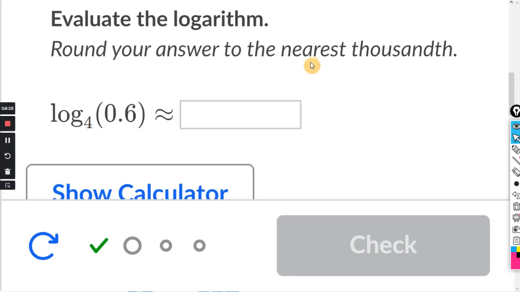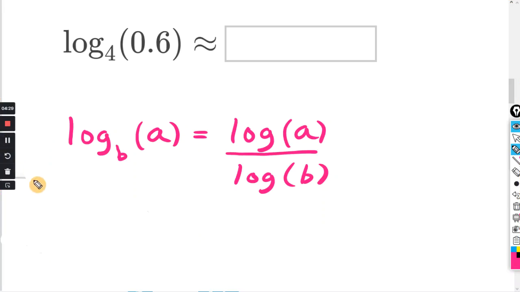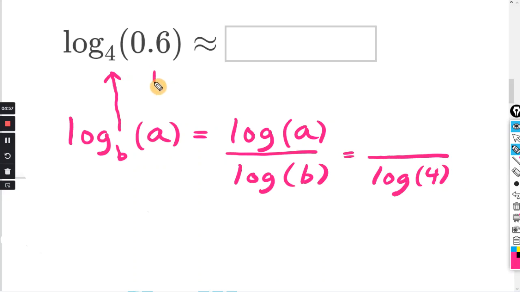All right, once again, we're rounding to the nearest thousandth. All right, once again, we're just using our change of base formula. Remember, the base b is always the one on the bottom. Okay, so the base b, we can see right here, that is just 4. So in the denominator, we're going to take the log of 4. All right, and in the numerator, we can clearly see that a is 0.6. So that's going to be the log of 0.6.